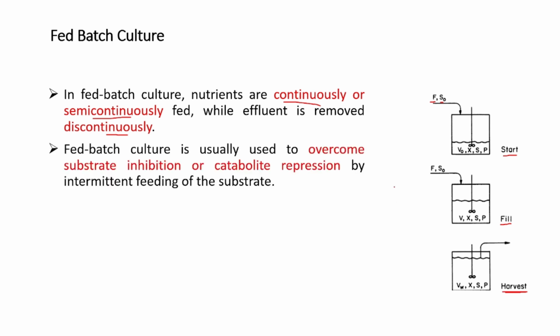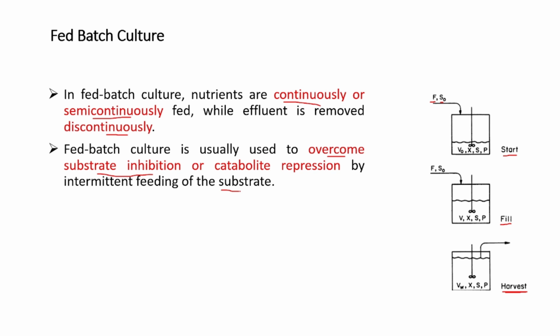So fed batch culture is basically used to overcome substrate inhibition or catabolite repression by intermittent addition of substrate. Why? Suppose you are using a culture which is very prone to substrate inhibition. That culture stops growing if you have a lot of substrate. So what happens if you add the substrate continuously after a specific time interval? The culture will stop.